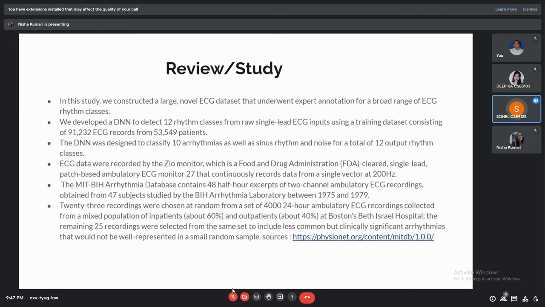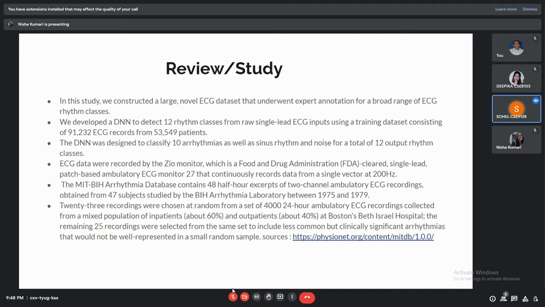Then the ECG data were recorded by the Zio monitor, which is a Food and Drug Administration cleared single lead patch-based ambulatory ECG monitor that continuously records data from a single vector at 200 Hz. The mean and median wear time of the monitor in our dataset was 10.6 and 13 days.